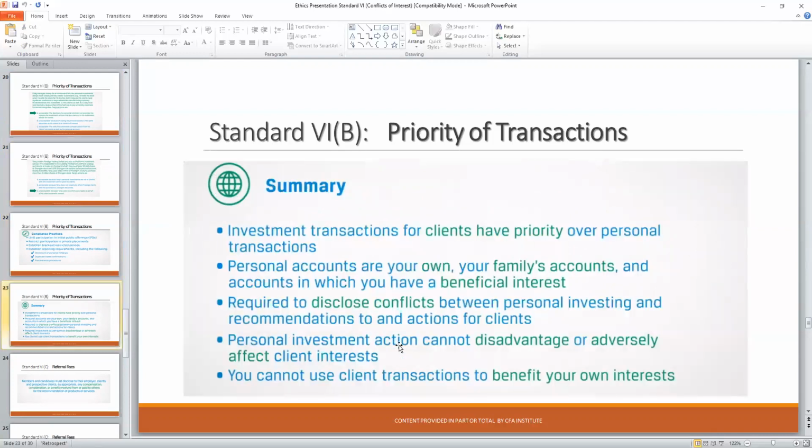So to summarize, investment transactions for clients have priority over personal transactions. Personal accounts are your own, your family accounts, accounts in which you have a beneficial interest. You're required to disclose conflicts between personal investing recommendations and actions for clients. Personal investment actions could not disadvantage or adversely affect clients' interest. You cannot use client transactions to benefit your own interest.